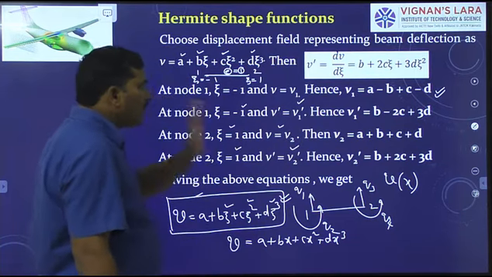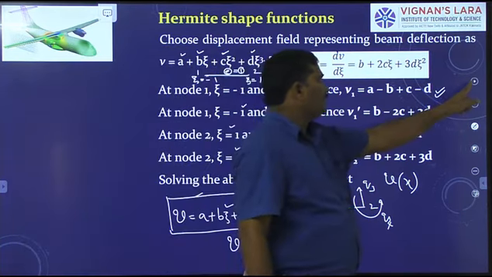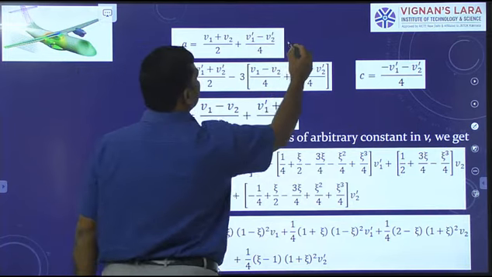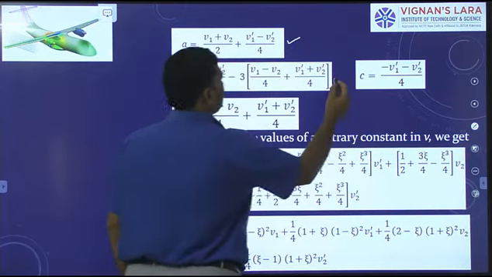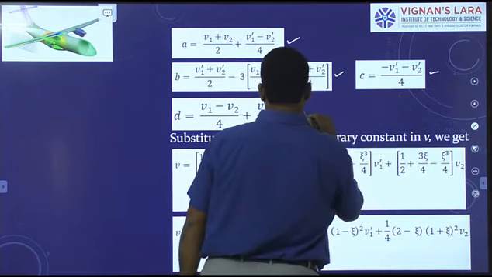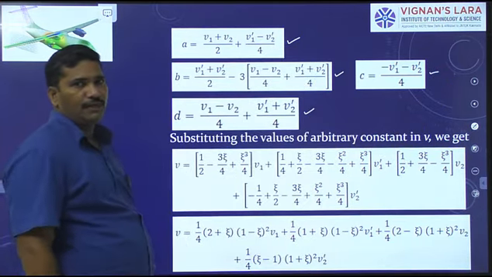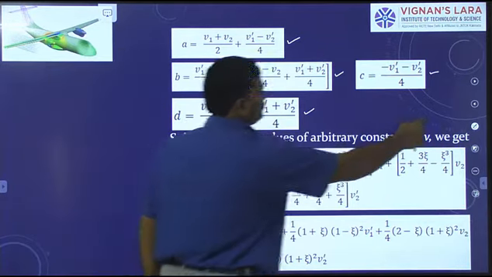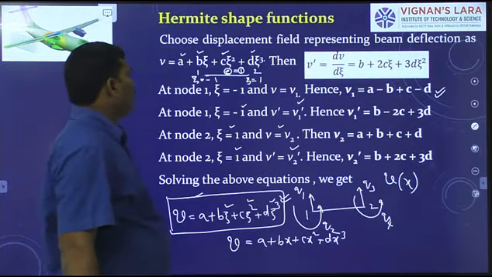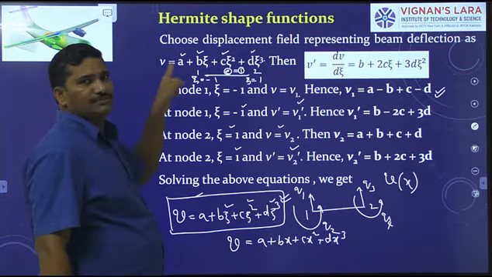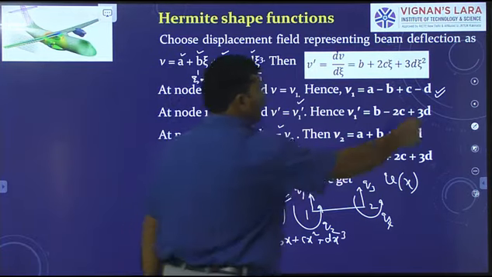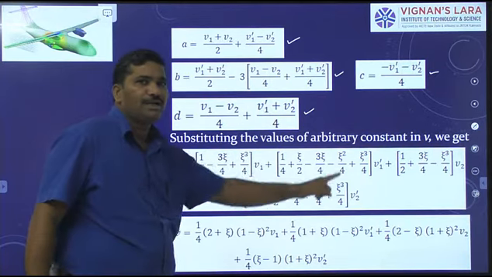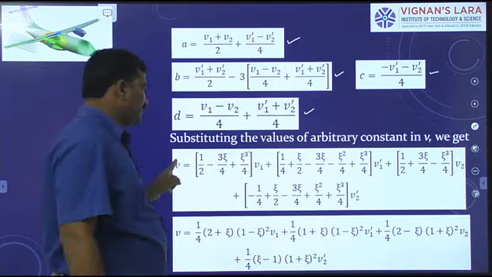Now solve them. If you solve them carefully, you get the values of A, B, C and D like this. This is the expression for A. This is for B. This is for C. And this is for D. Now, the values of A, B, C and D, if you substitute in the expression of beam deflection, then you get a lengthy expression like this. Be careful. In terms of J, you get an expression like this.